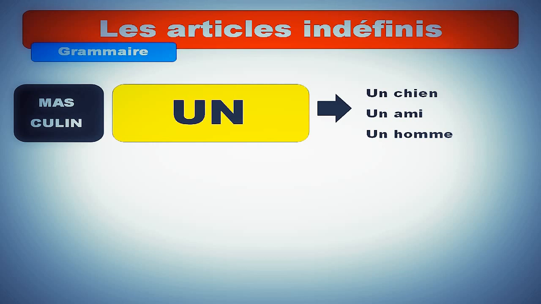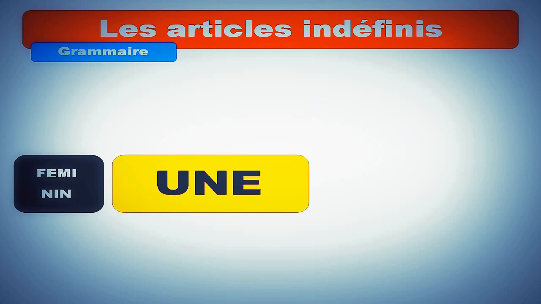Okay, so you can see that we make a small link between un and ami. Okay, so no break between the two words, and let's go for it. So it's un ami. Repeat. Okay, same thing for the last example. Un homme. Repeat. Un homme. Okay, so now feminine form, it's une.